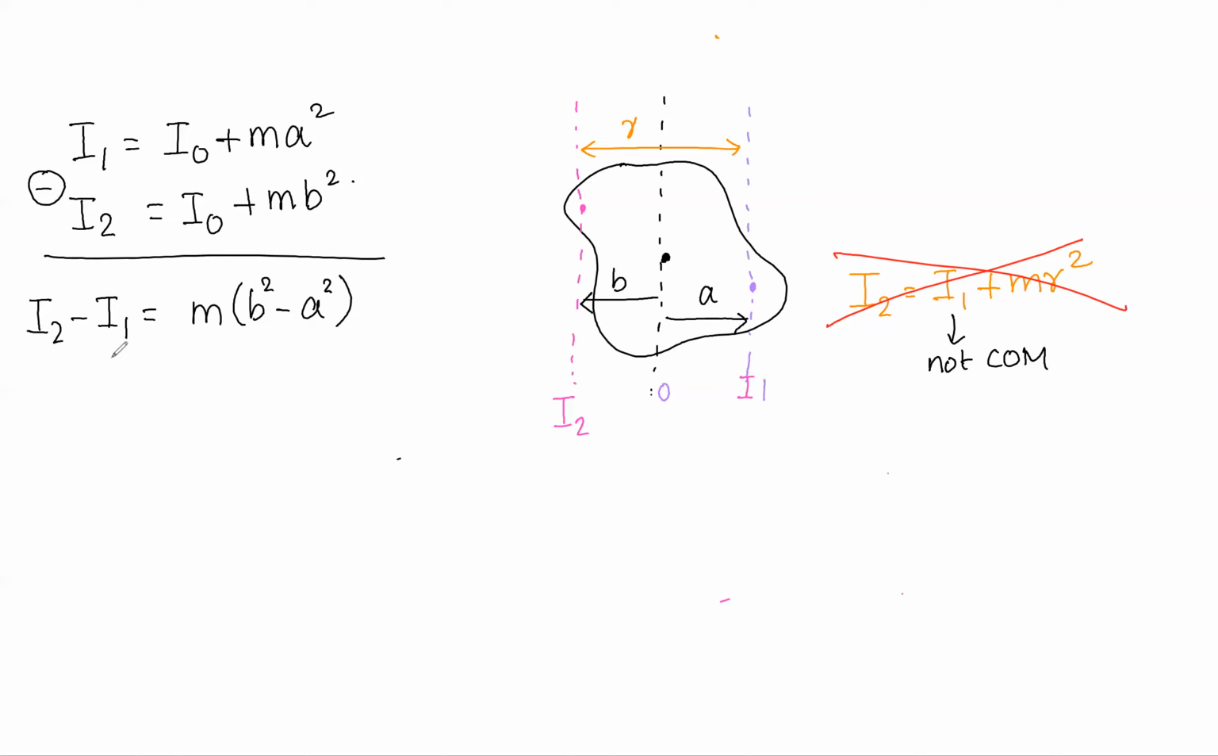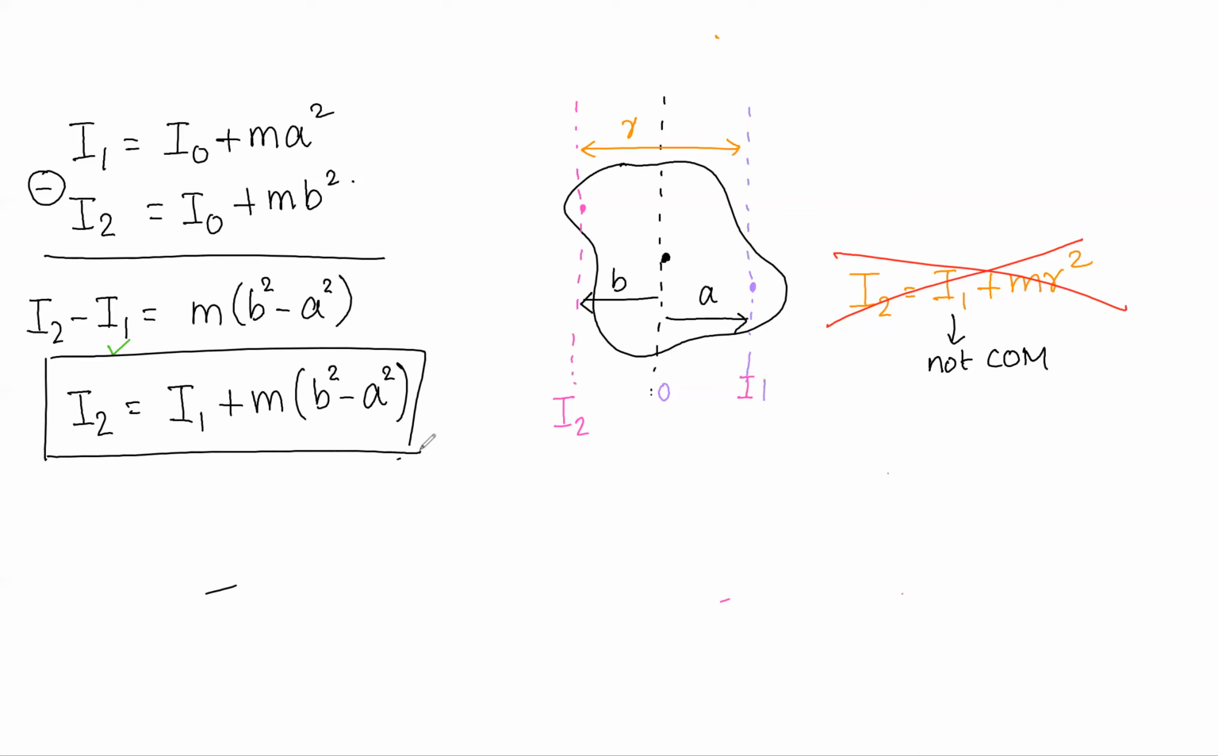तुम्हें तो I1 given था. The value of I1 was already given to you in the question. So what you can do is you can write I2 is equal to I1 already given to you. Mass of the object already given to you. Distances B and A already given to you. So you can write I2 is equal to I1 plus m into b square minus a square. So this is how you find out the moment of inertia if the moment of inertia about the center is not given. The moment of inertia about the center of mass is not given.